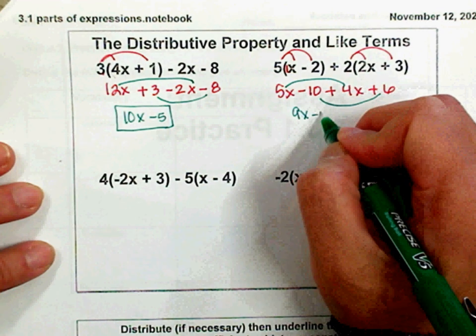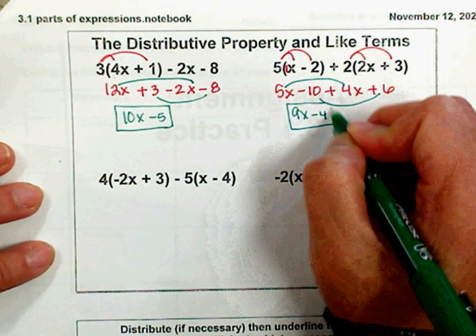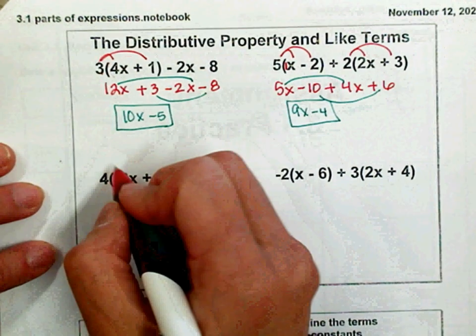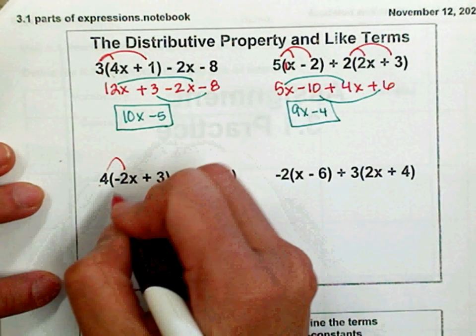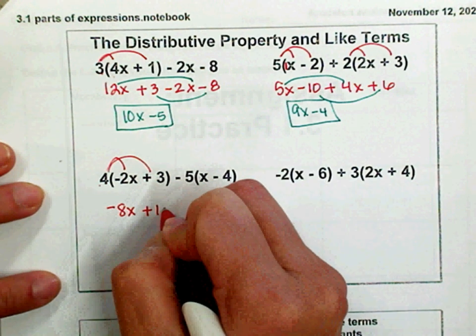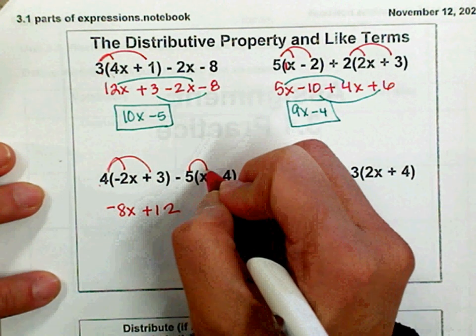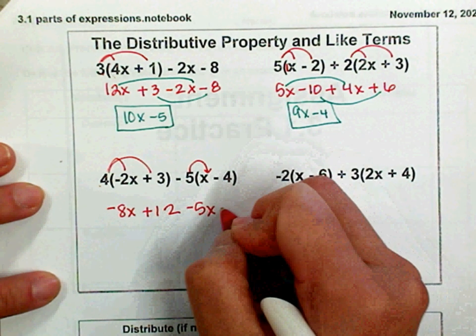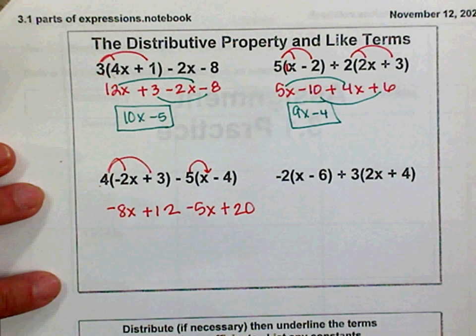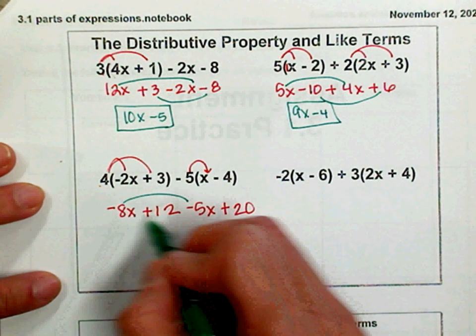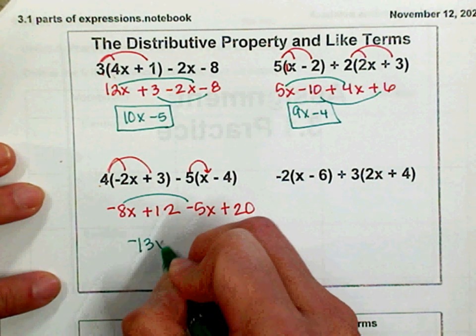Okay. Next example. 2 times 4 times negative 2 is negative 8x. 4 times 3 is positive 12. Negative 5 times 1x is negative 5x. Negative 5 times 4 is positive 20. Combine your like terms. These are like. Negative 8x minus 5x is negative 13x. 12 plus 20 is positive 32.